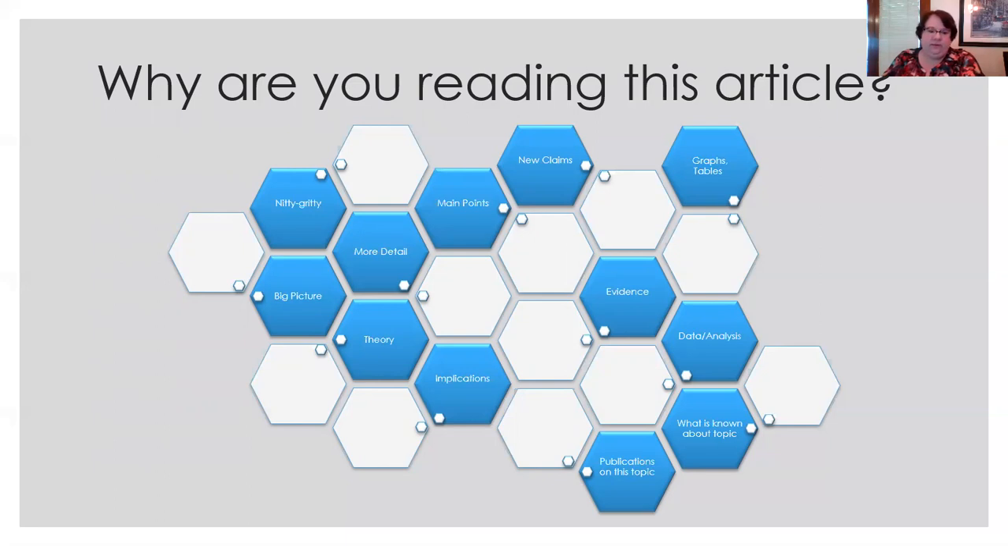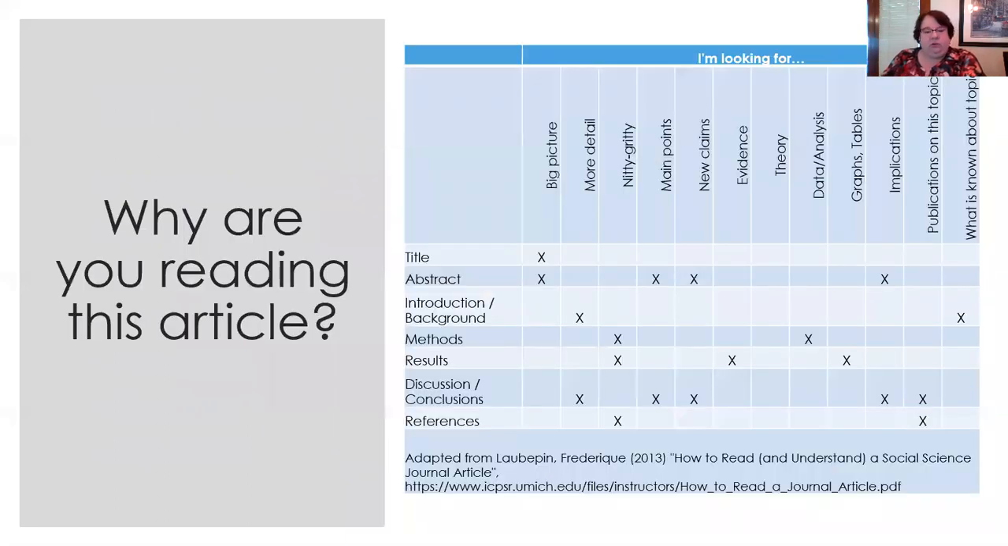There are different reasons. And for that reason, you can go to specific sections of an article to help you find the information that you want, the information that supports the reasons you're reading this article. And this is a chart that gives you some information about that.